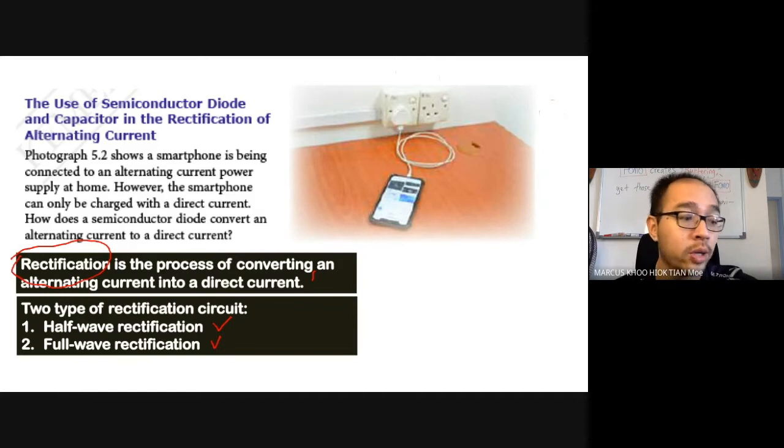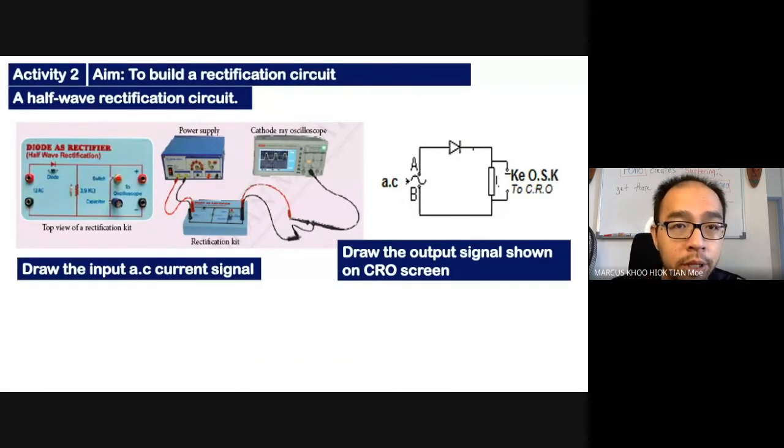And today we're going to look at exactly both of that. Okay, so now when we talk about rectification circuit, this is the simple setup. You have a power supply, and then this is a diode as a rectifier, which I don't think we have this in school.